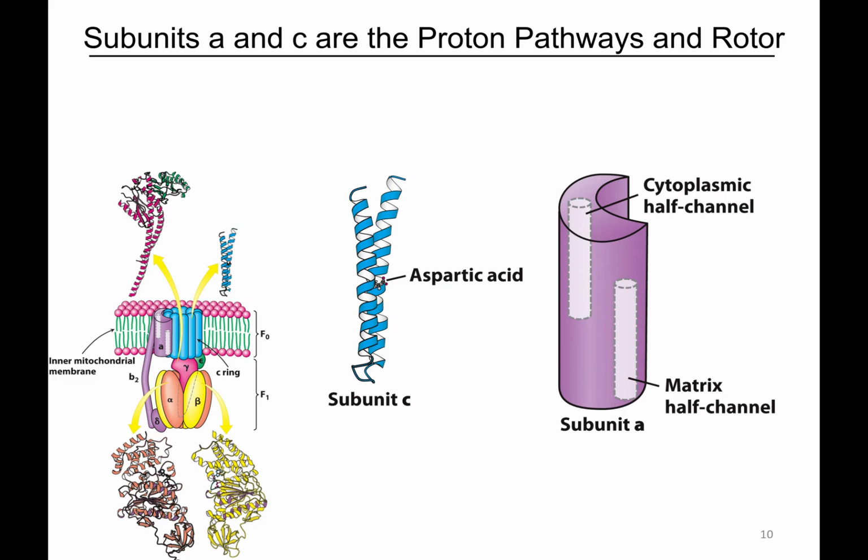It will protonate this aspartic acid. If there's a higher concentration of protons in the matrix, then the protons would diffuse into the matrix half of the channel and protonate the aspartic acid on that side. Right? So the direction of flow is completely dependent on which side has a higher concentration of protons.